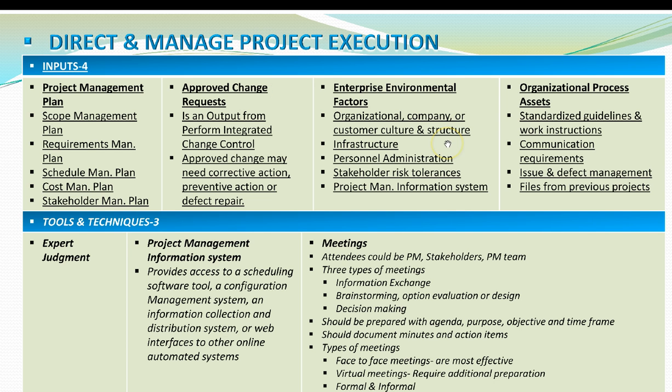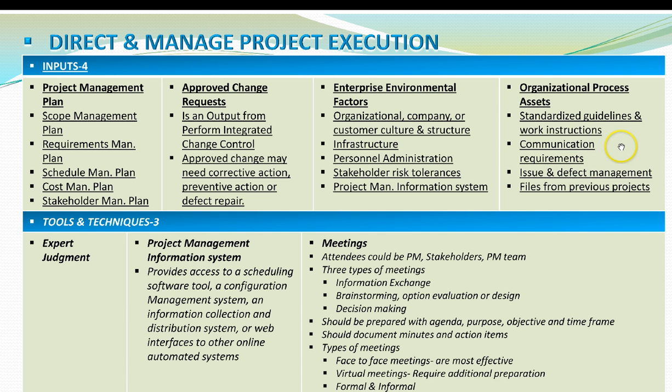Now let's go to the input number 3 again, which is enterprise environmental factors and organizational process assets. This gets repeated in most of the processes that you see. Enterprise environmental factors with respect to direct and manage project execution are organizational, company or customer culture and structure, infrastructure, personnel administration, stakeholder risk tolerances, project management information system, also called PMIS.